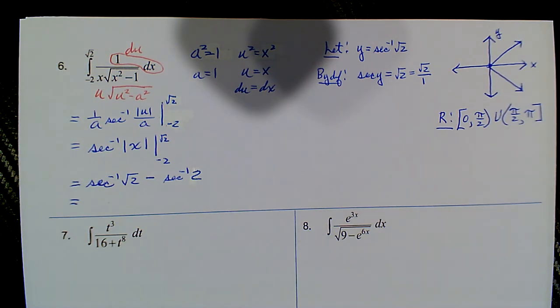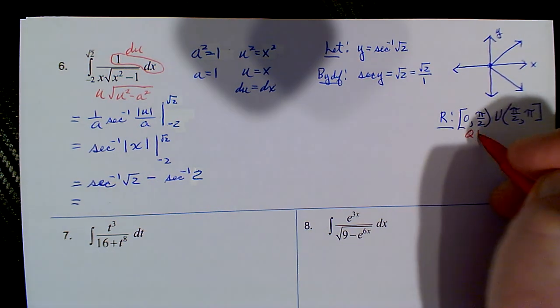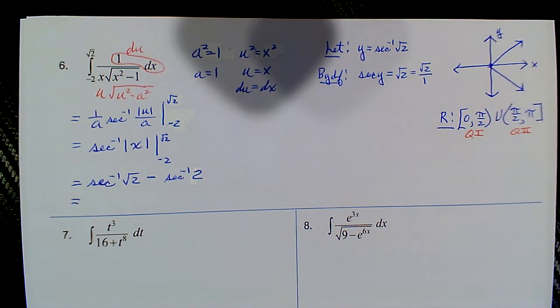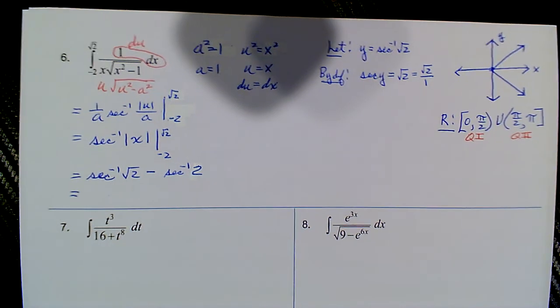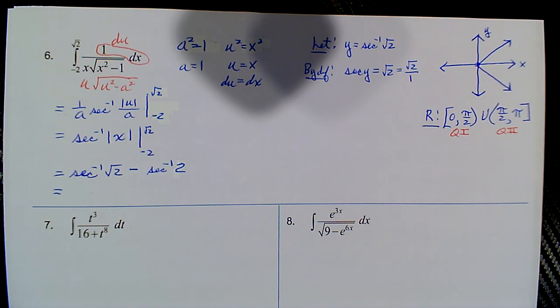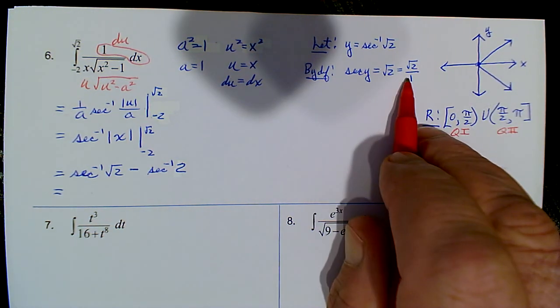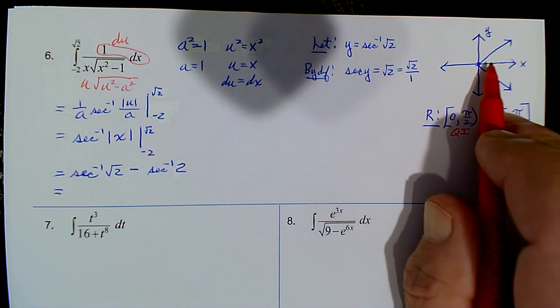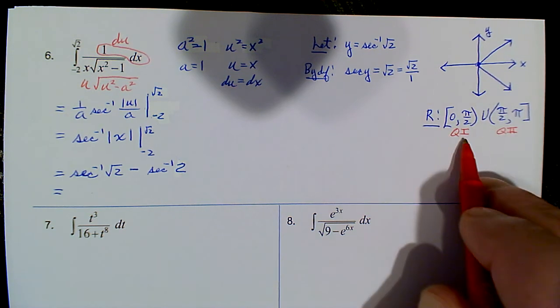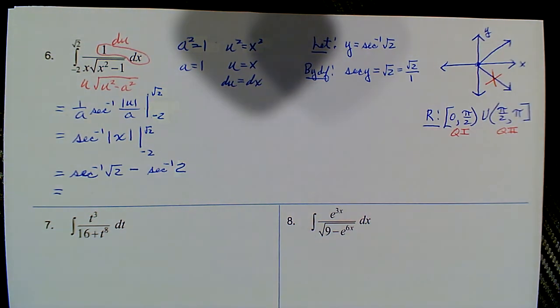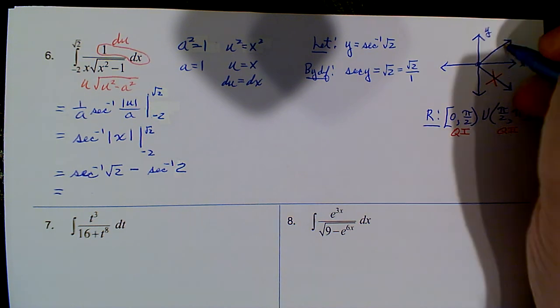So based on that range, we know that 0 to pi over 2 represents quadrant 1, and pi over 2 to pi represents quadrant 2. So therefore we can eliminate the angle in quadrant 4, because based on the sign of the secant of the angle being positive, we could be in 1 or 4, but the range restricts us to 1 or 2. So we eliminate 4, and we start our routine.